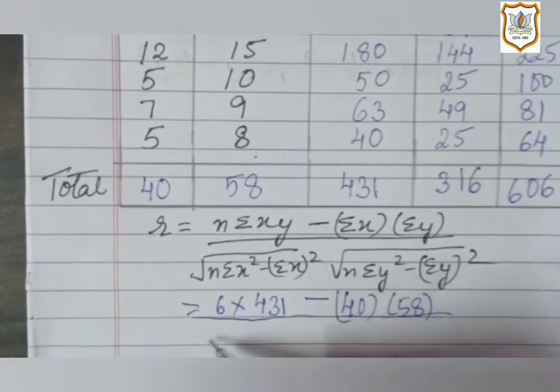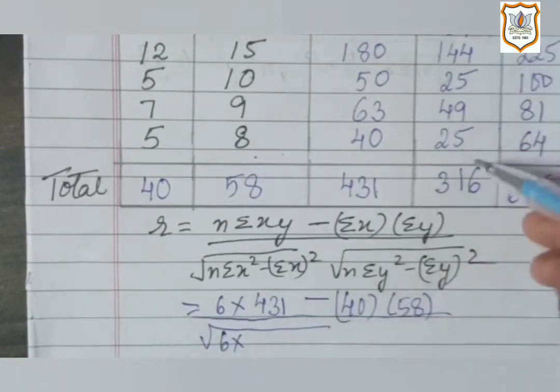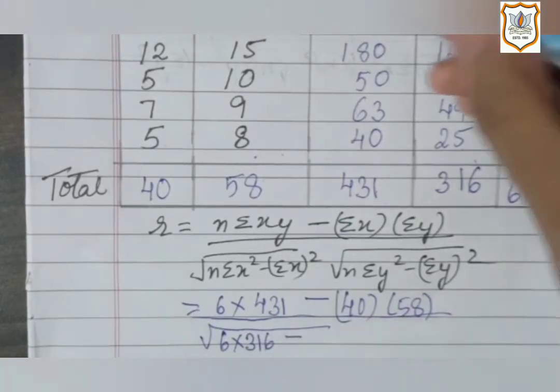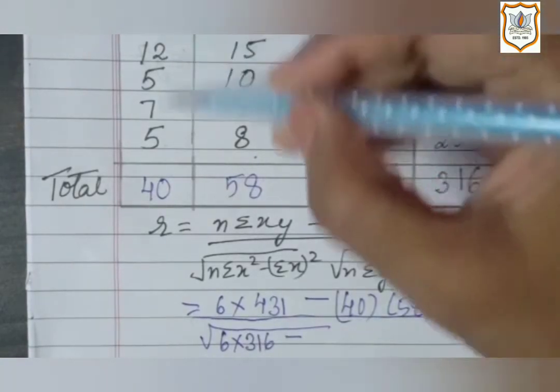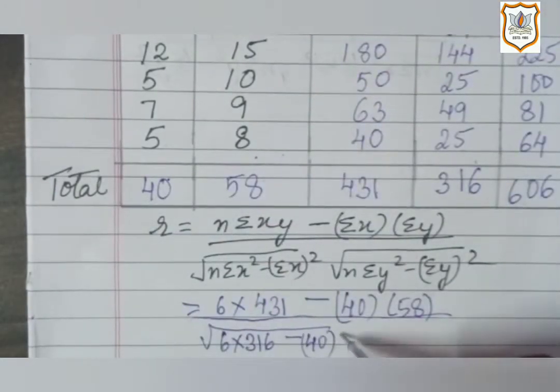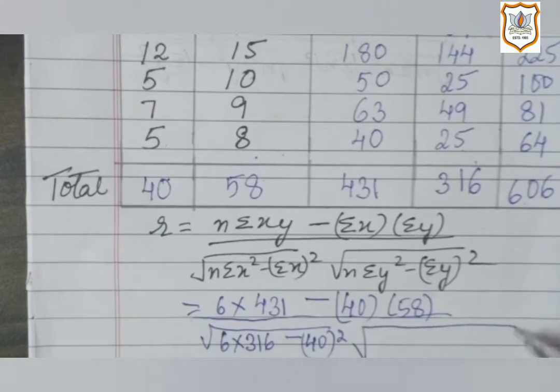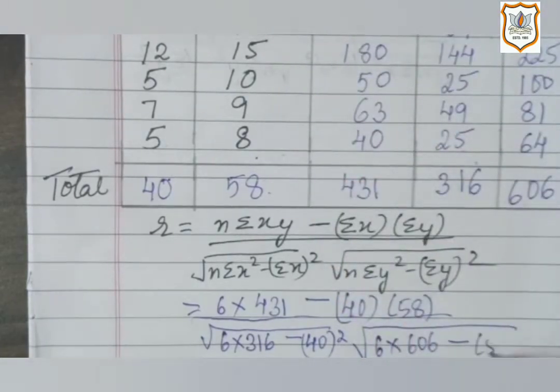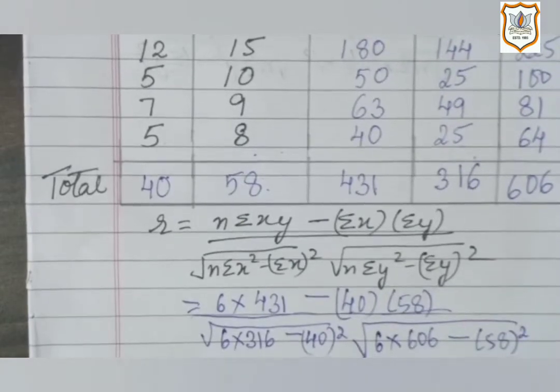First is under root of n is 6, x square, the total is 316, minus sigma x, the total is 40, so you will have 40 square, under root of n is 6, y square total is 606, minus sigma y, that is 58, so 58 the whole square. So now let us solve this.